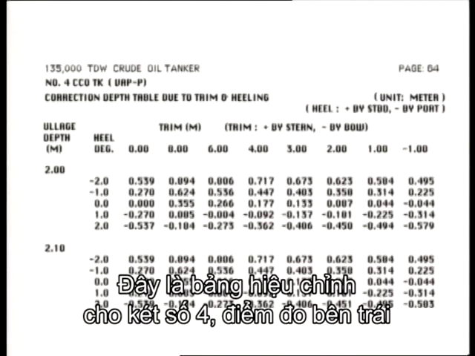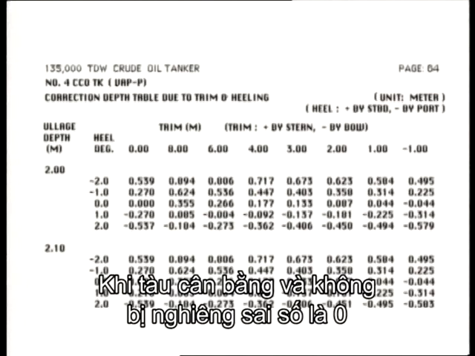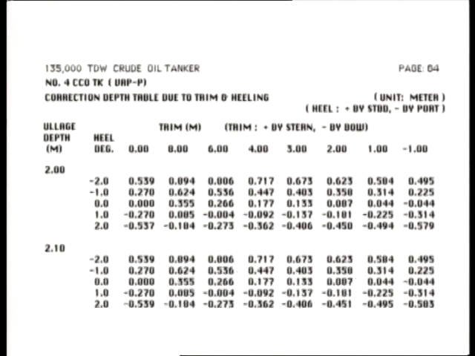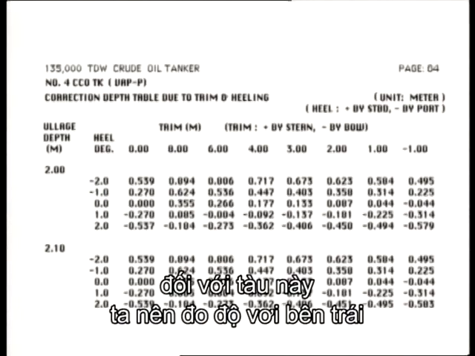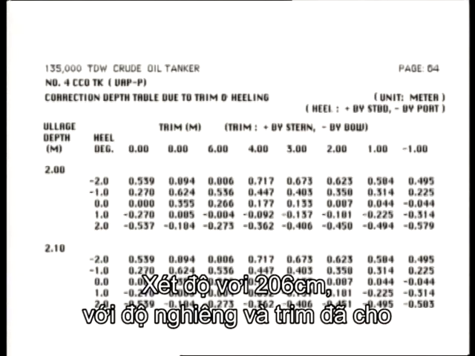This is the correction table for cargo tank number 4 and the port measuring point. At even keel and with no list, the correction is 0. Starboard side always has a correction. In this vessel, it is more convenient to take ullages on the port side. Let's work with our ullage of 206 centimetres and the given trim and heel.